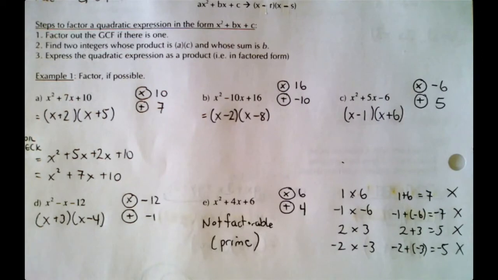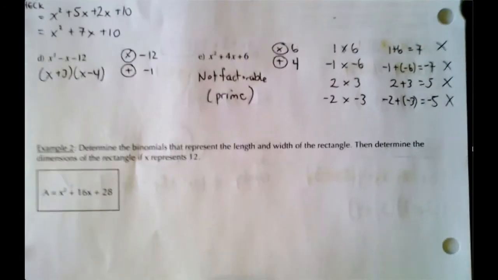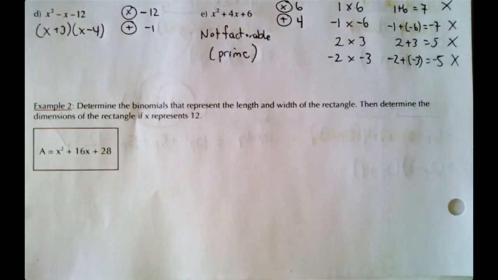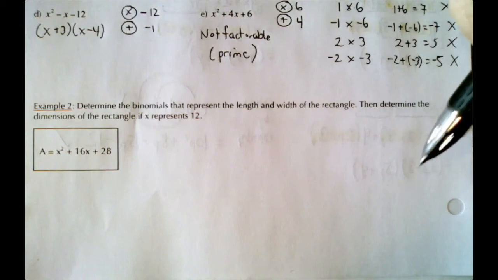All right, that's actually all of our factoring examples. I have one more example in this lesson, and it's an application question. So let's give it a shot. Determine the binomials that represent the length and the width of the rectangle. Then determine the dimensions of the rectangle if x is 12. So we've got the area of this rectangle is x squared plus 16x plus 28.